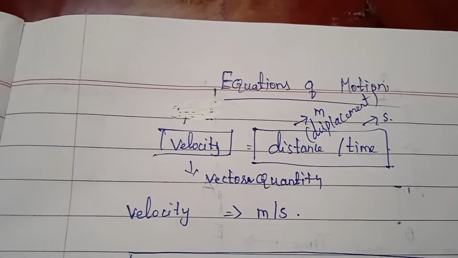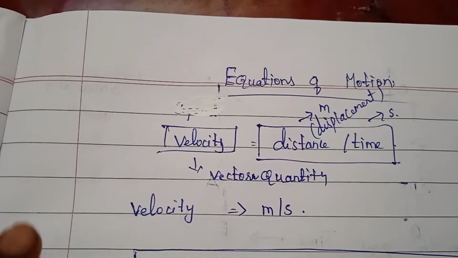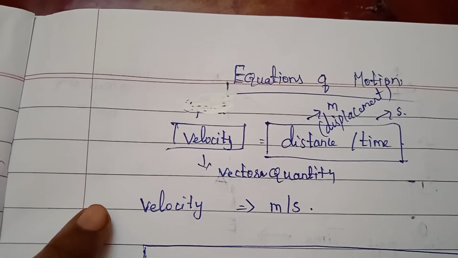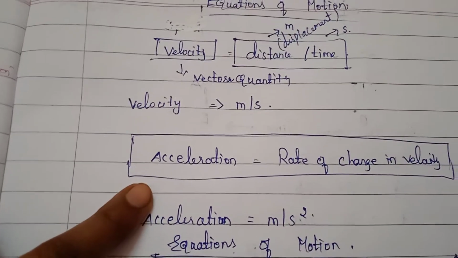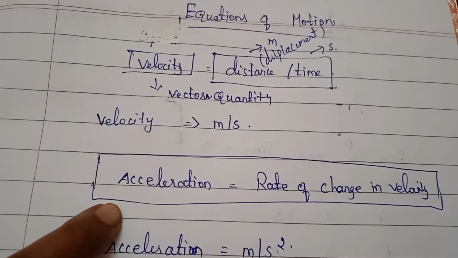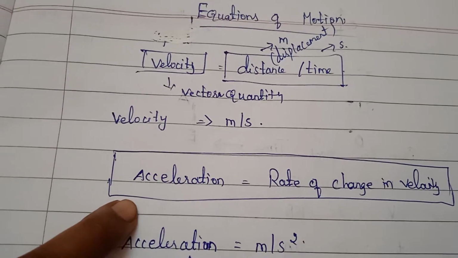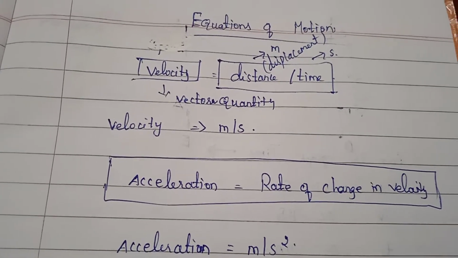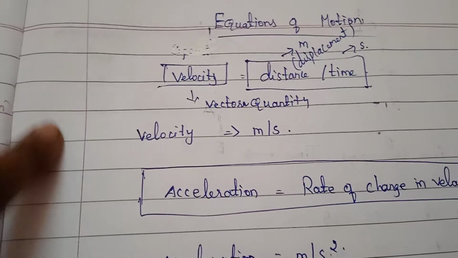So velocity is equal to distance or displacement by time. Velocity is a vector quantity and the SI unit of velocity is meter by second. Okay, so what is acceleration? Acceleration is nothing but the rate of change in velocity, that is change in velocity by time. The SI unit of acceleration is meter by second square. That we already know.